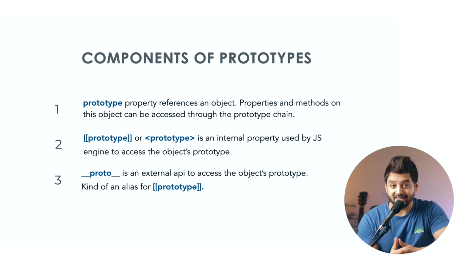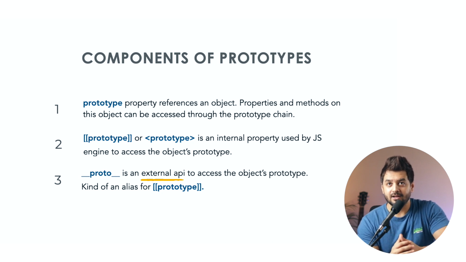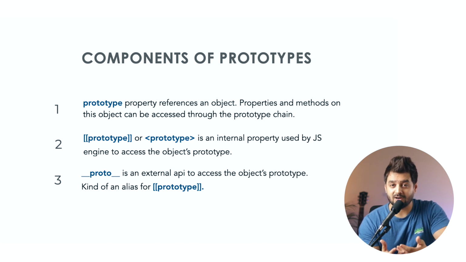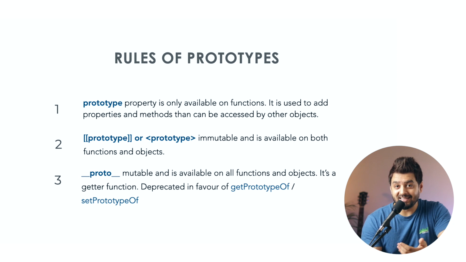The third property is your __proto__, and this is an external API version of your [[prototype]]. What that means is it gives you access to mutate this property, because with [[prototype]] you can't do that. So what are the rules that these key components follow?